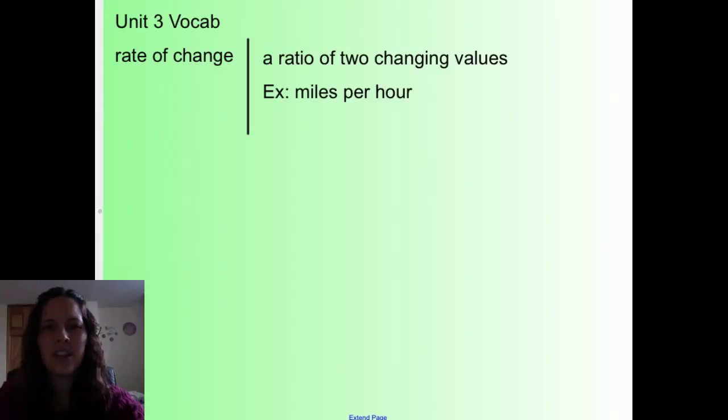Our next learning target is rate of change. Rate of change is a very important concept, and what it does is show the relationship between two values. A rate of change that you are most likely familiar with is miles per hour. So as your miles change, the hours change as well. It shows how those two values change together.